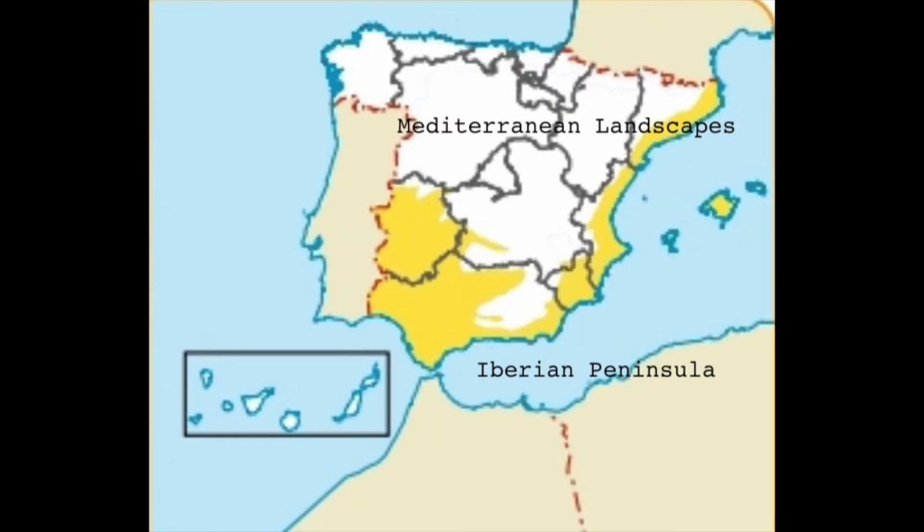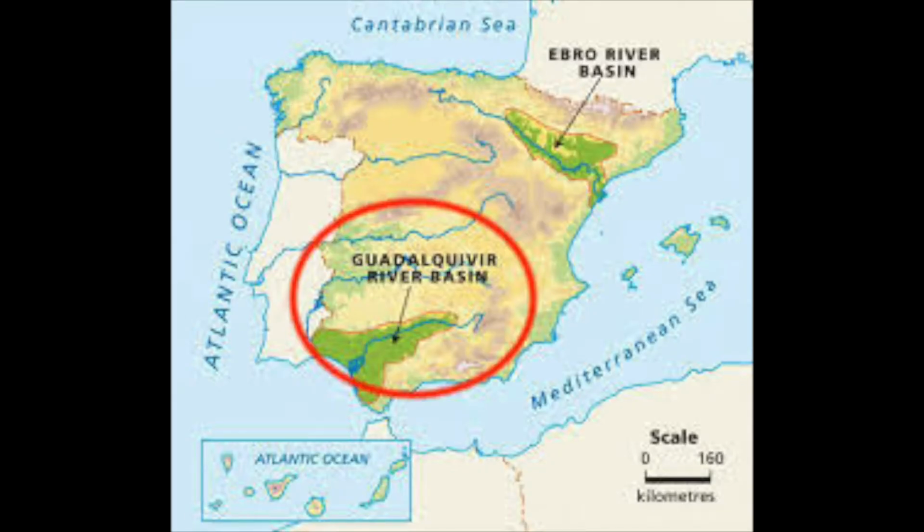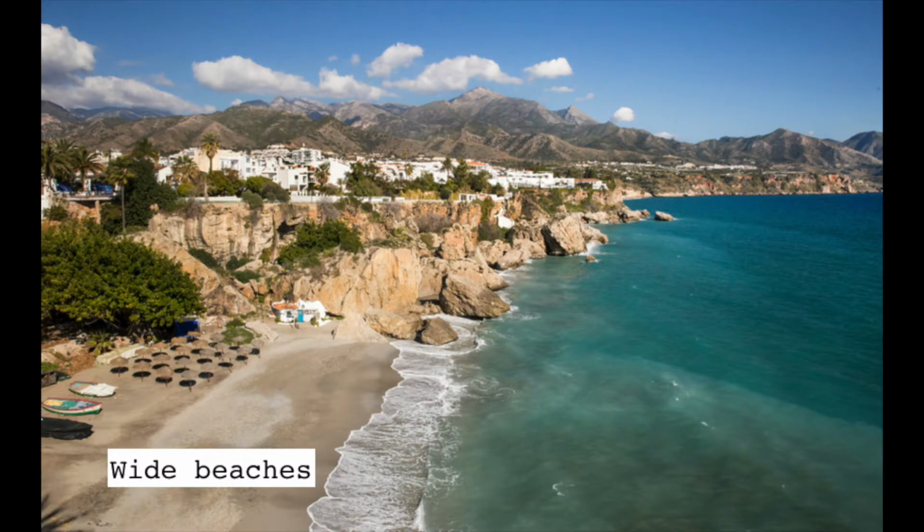Now we're going to talk about Mediterranean landscapes. Mediterranean landscapes are mostly found in the south and east of the Iberian Peninsula, and also on the Balearic Islands. First, let's look at some of the natural features of a Mediterranean landscape. Typical Mediterranean landscapes are the low coastal plains and the Guadalquivir River Basin. There are wide beaches and cliffs on the coast.